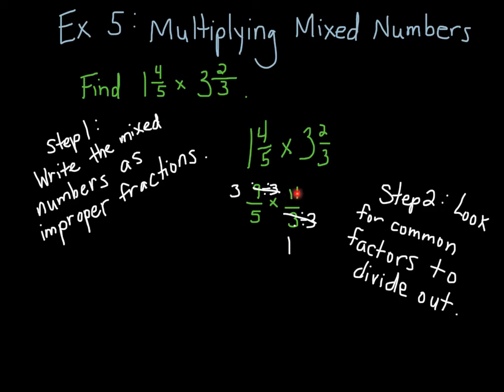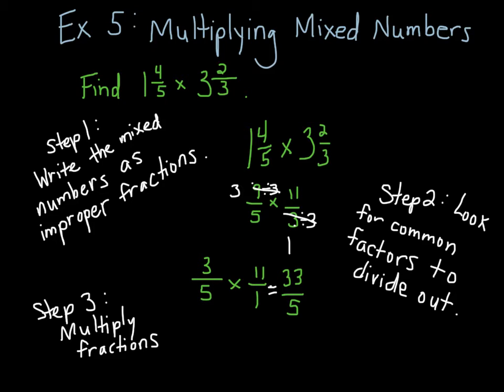We can look the other way, but we can see that 5 and 11 aren't going to have a common factor. They're both prime, so they're not going to have anything in common other than 1, and so we're going to rewrite those fractions underneath as 3/4 times 11 over 1.